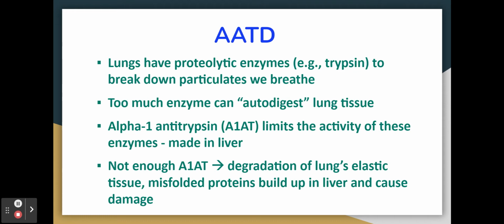Okay, so what's happening in AATD? How does it cause COPD? Well, healthy normal lungs have proteolytic enzymes, including trypsin, to break down the foreign stuff that you breathe. So bacteria, viruses, particles in cigarette smoke, particles in pet dander, pollen, all of those environmental pollutants that can get into our lungs, gases, asbestos, dust. So you need trypsin to break those down.